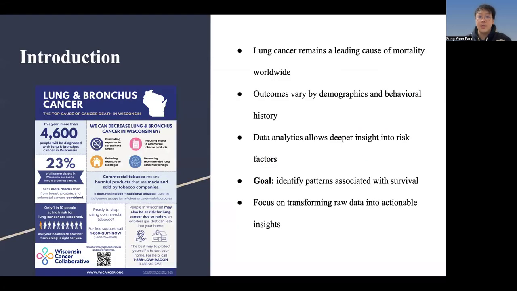To begin, lung cancer remains one of the leading causes of cancer-related deaths worldwide. Despite advances in treatment options, survival outcomes continue to vary widely among patient groups. These variations are often tied to demographics like age and gender, as well as behavioral risk factors such as smoking history. Because of this complexity, data analytics plays a critical role in helping us uncover patterns that clinicians may not see immediately in a clinical setting. In this project, I focus on transforming a raw data set into meaningful insight about survival outcomes.